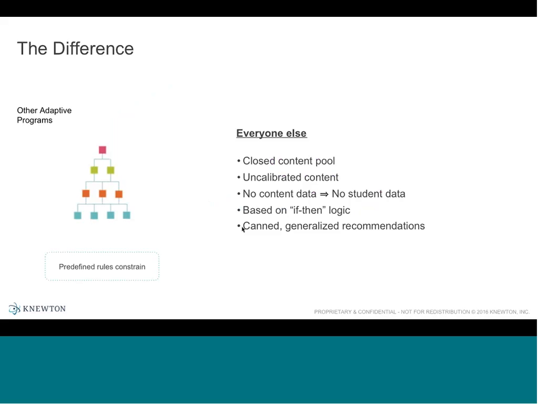This is what a light adaptive approach visually resembles, essentially using a decision tree to deliver learning. And it has the following limitations, as you can see here. It contains a closed content pool. Students could exhaust the content. And the content is also not calibrated, meaning we have no data on the content, and thus no real data on student proficiency. These solutions are based on simple if-then logic and not based on individual needs. The result is better than a static resource, but in the end, these are canned, generalized recommendations.